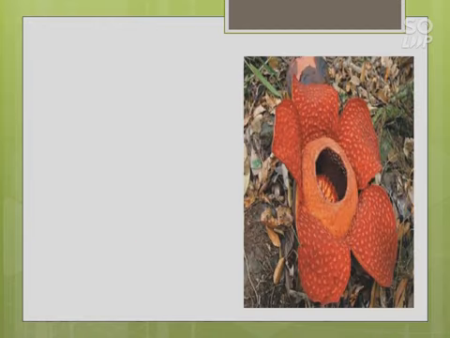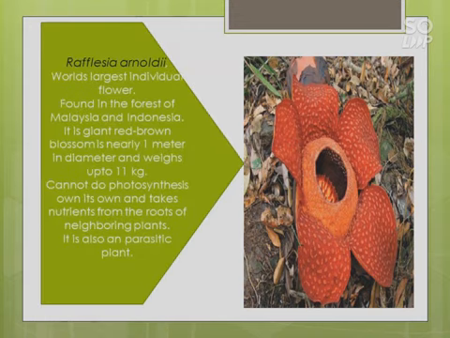Children, next in line is Rafflesia arnoldii. This is its scientific name, but commonly it is known as Rafflesia. You can see this flower. It has a small opening in the face and big petals on the side. This flower is mostly found in Malaysia and Indonesia. This is a very giant flower. When it blossoms, when it matures, its diameter is almost 1 meter. If I talk about its weight, it is almost up to 11 kg, that means 24 pounds.